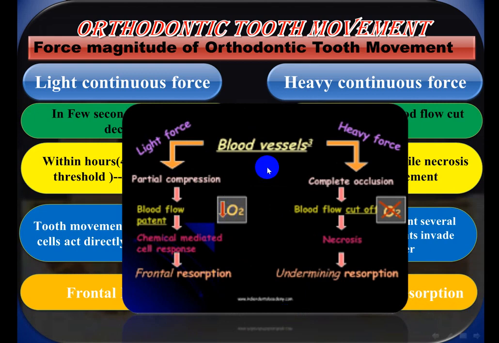What happens for the blood vessel if we applied a light continuous force or heavy continuous force? If we applied a light continuous force, there will be a partial compression in the area of the compressed side, partially occluding the blood vessel. The blood flow, as I told you, will decrease, and the oxygen also will decrease in a second during the initial phase.